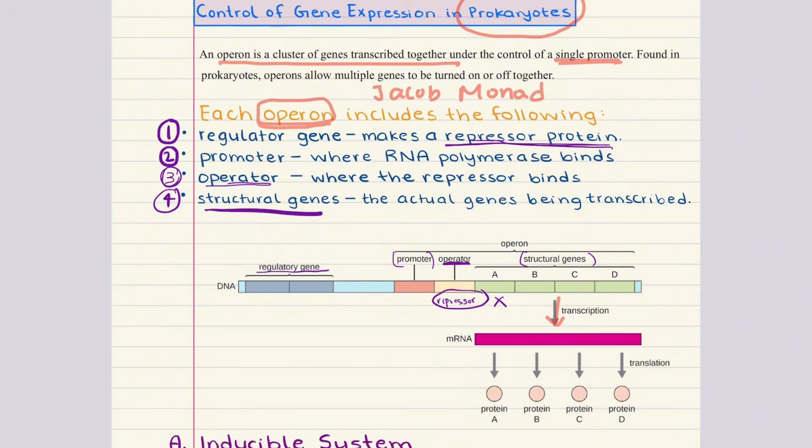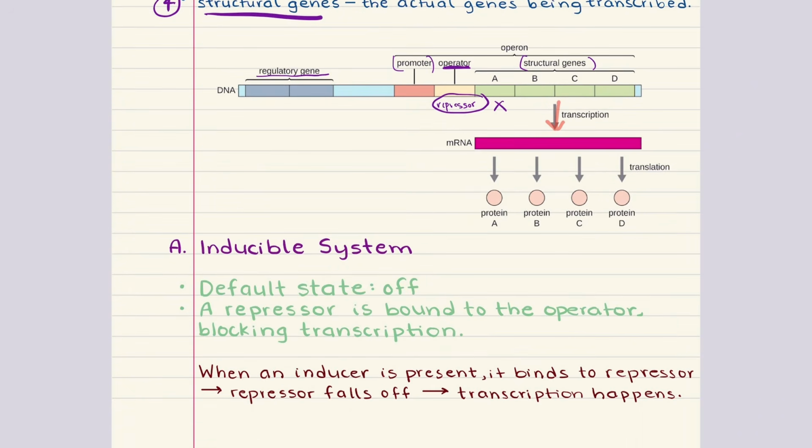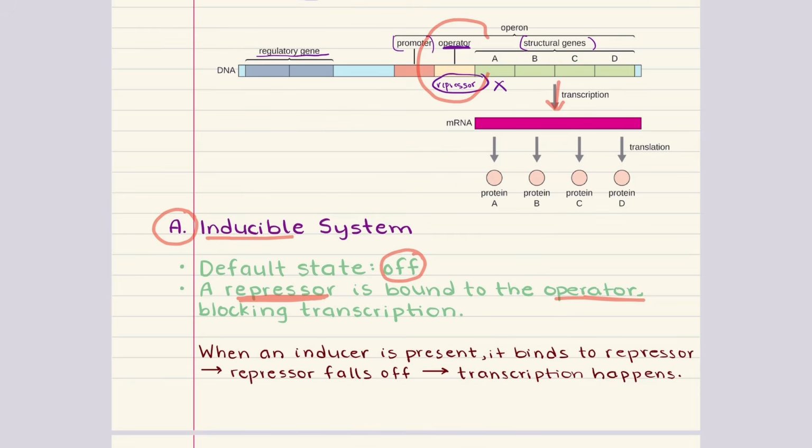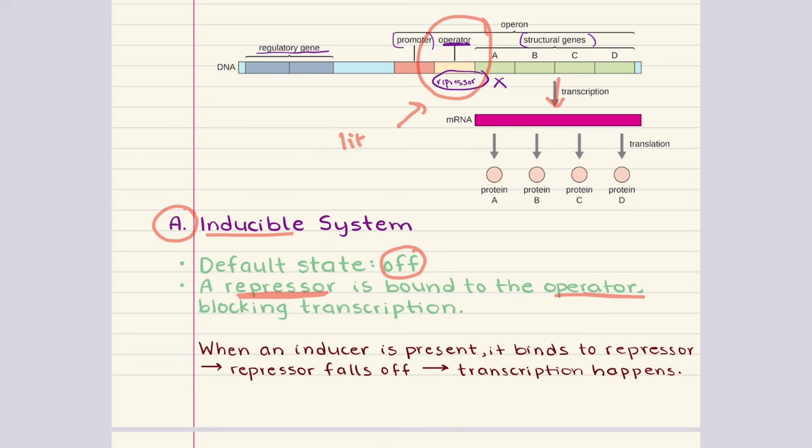From here, we want to talk about 2 different types of regulatory systems, inducible systems and repressible systems. Let's start with inducible systems. In an inducible system, the default state is off. That means the genes are not expressed unless something specific happens to turn them on. So here's how that works. A repressor protein is normally bound to the operator. That will block RNA polymerase from transcribing the structural genes.